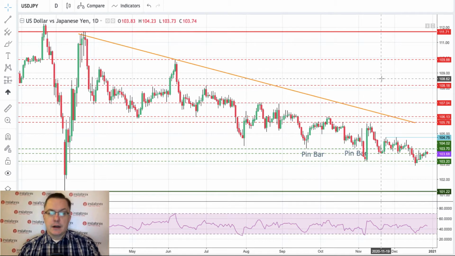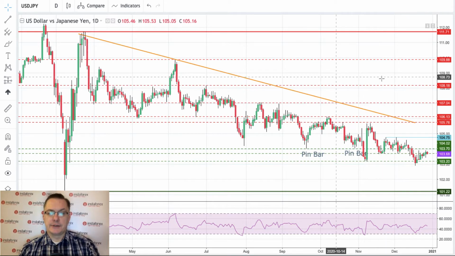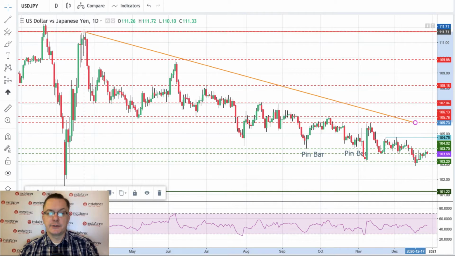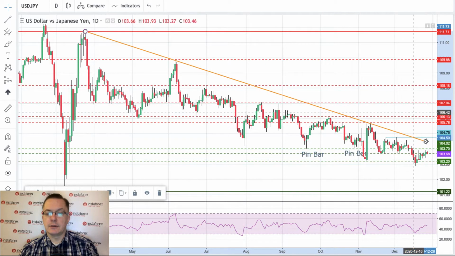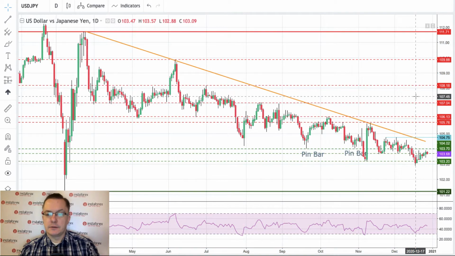So the first is a broader picture. As you can see, we are trading below this orange trend line. We are still trading below it. We can even adjust it a little bit here, and as you can see there isn't much going on from the bullish side. What I mean is that there is no increased activity of the bulls. We are still continuing this series of the lower highs and the series of the lower lows.